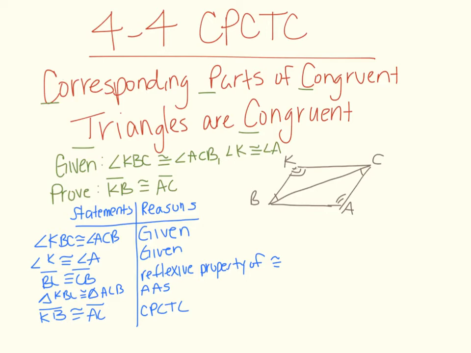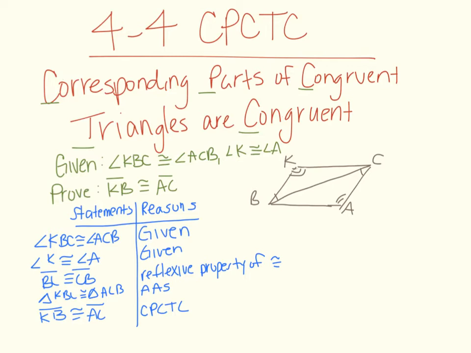So if you take a look at my proof here, I have my first statement as angle KBC congruent to angle ACB. Those two angles are congruent, and that's given to me. And then I have that angle K is congruent to angle A, and that's given to me. I also know, like I said in class, this should be something that you just automatically understand. I also know that BC is congruent to CB. And I know that because of the reflexive property of congruence.